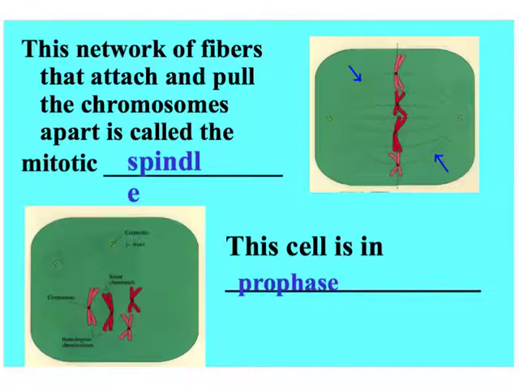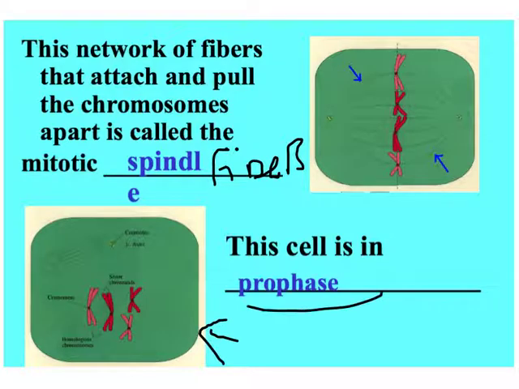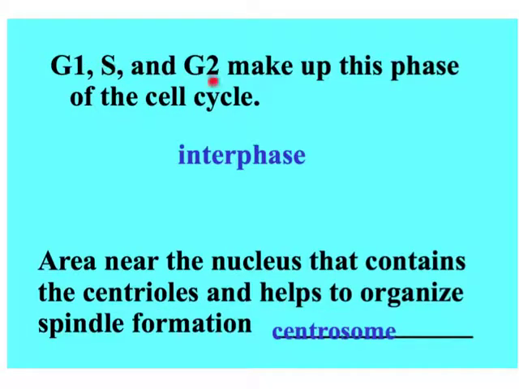All right, network of fibers that attach and pull the chromosomes apart is called the mitotic spindle fibers. That's what attaches to the centromere of the chromosomes and pulls them apart during anaphase. Pictured right here, this is a picture of prophase. We know that because the nuclear envelope is starting to disappear, and we see our DNA is arranged and condensed in chromosome forms instead of in chromatin form.